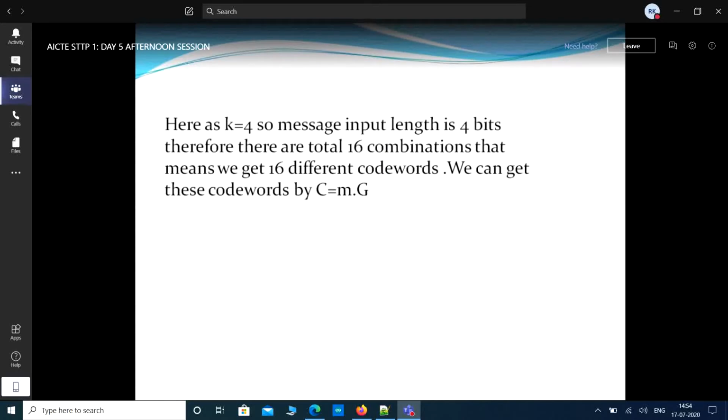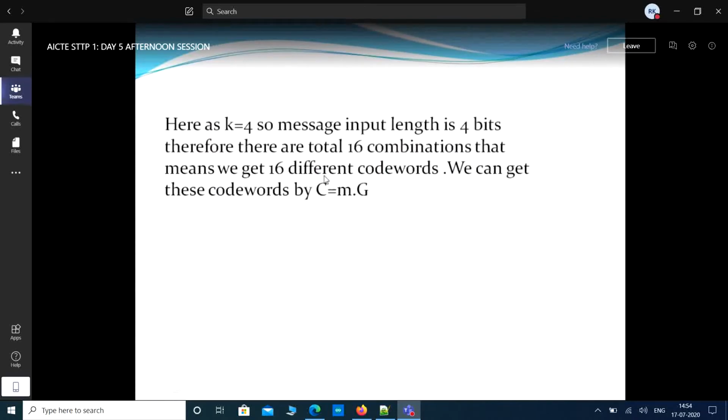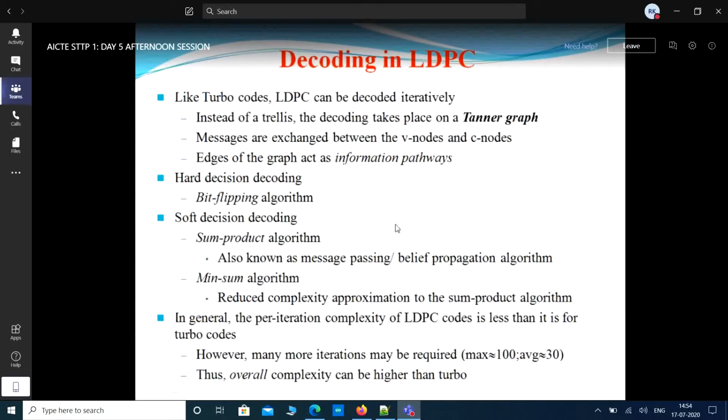After getting the generator matrix, we know the number of information bits. The number of information bits is 4. So each message length is a 4-bit message length, and there are 2 power 4 combinations of message blocks. Each message block is multiplied with the generator matrix. So the number of possible code words is 2 power 4 combinations of code words generated from this generator matrix only.